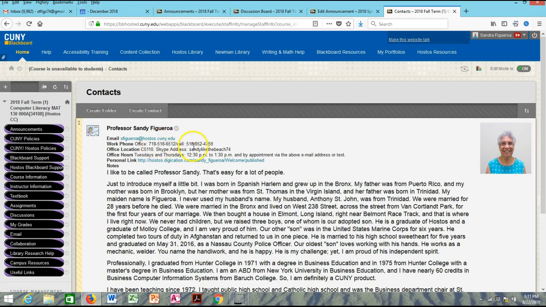My office number is here, and my cell phone is right here. I live on Long Island. That's why you see the 516. And you'll see a little bit of the story of my life. You can certainly tell from my accent or my dialect that I am not from Long Island. I was originally from Spanish Harlem and grew up in the Bronx. And for the last 40 years, I've lived on Long Island. Anyway, be that as it may, I've given you my cell phone.